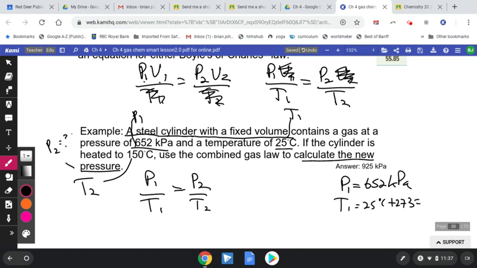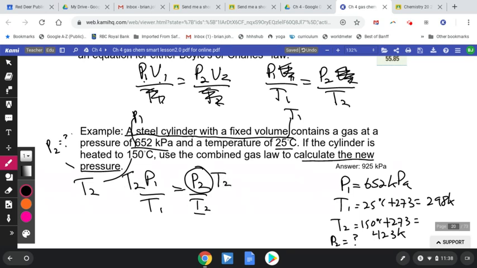For gas chem, everything is in Kelvin. So that's 298 Kelvin. Temperature 2 is 150 degrees Celsius, plus 273 is 423 Kelvin. Okay. And we are looking for pressure 2, question mark. Okay, I need pressure 2 by itself. So I get rid of temperature 2 by putting a temperature 2 on the top, on both sides, and those cancel out. Okay, so there's my new formula to solve.